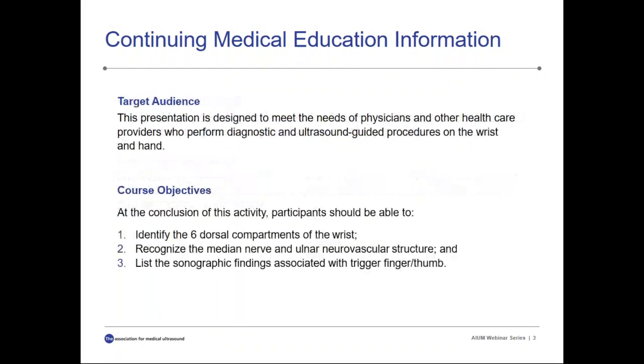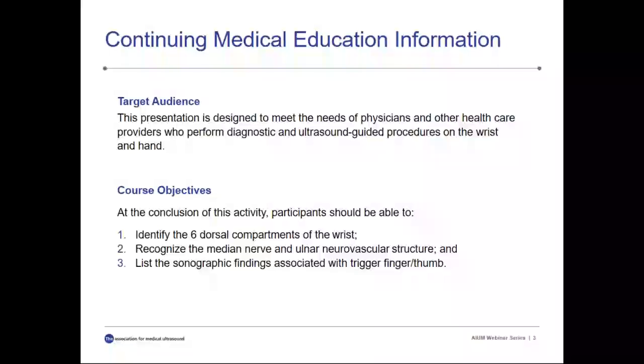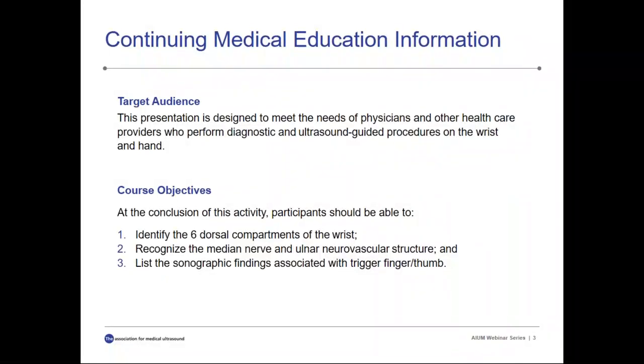By the conclusion of this webinar, participants should be able to identify the 6 dorsal compartments of the wrist, recognize the median nerve and ulnar neurovascular structure, and list the sonographic findings associated with trigger finger and thumb.